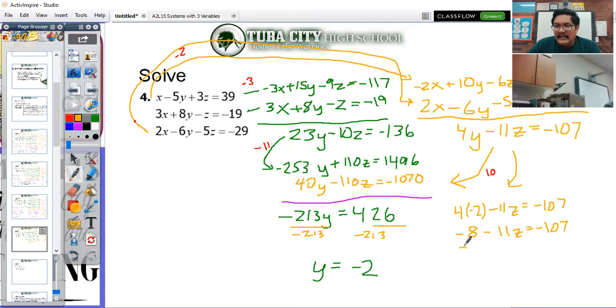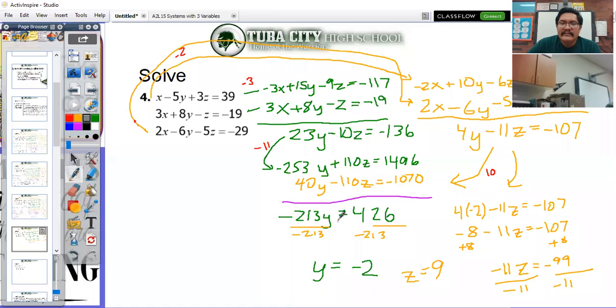And here I'm going to add 8 to both sides. So plus 8 here, plus 8 here, negative 11z, oopsie, equals, and that's a plus, so they're different. So that's going to be negative 99. Divide both sides by negative 11. And then we should have our z value. So z would be equal to negative divided by negative is positive. So that'd be 9. Okay, great. Looks like it's working out so far.